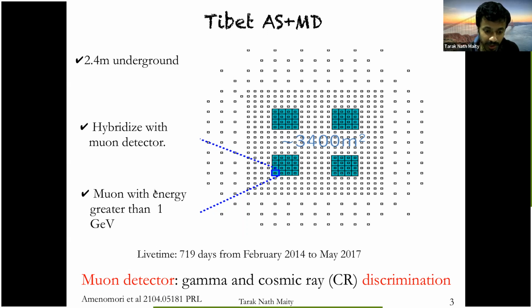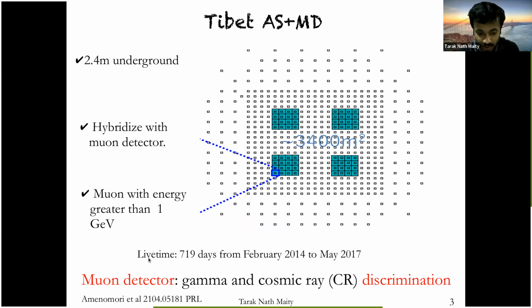Muons of energy above 1 GeV can reach the underground and produce characteristic Cherenkov radiation. These muon detectors are quite important to distinguish between gamma rays and cosmic rays. This result is based on data taken from February 2014 to May 2017, so the live time is 719 days.